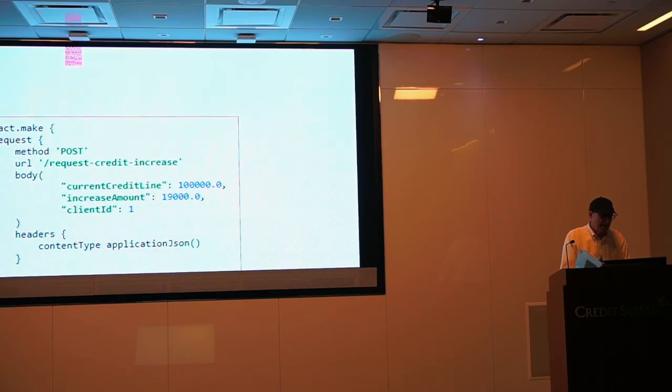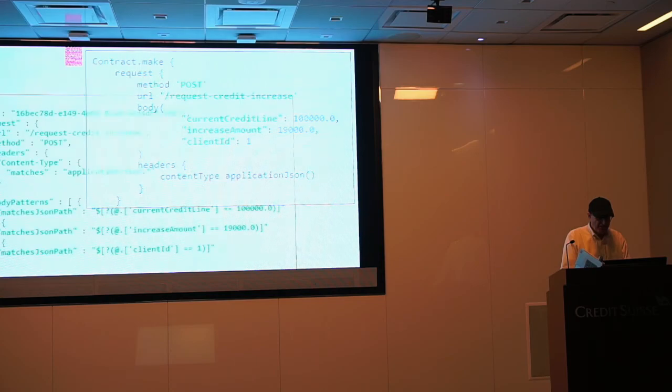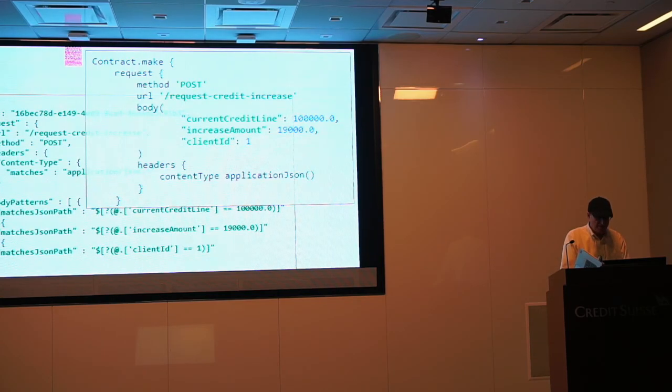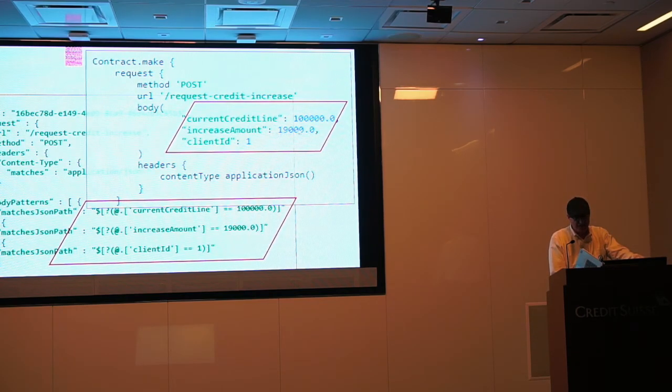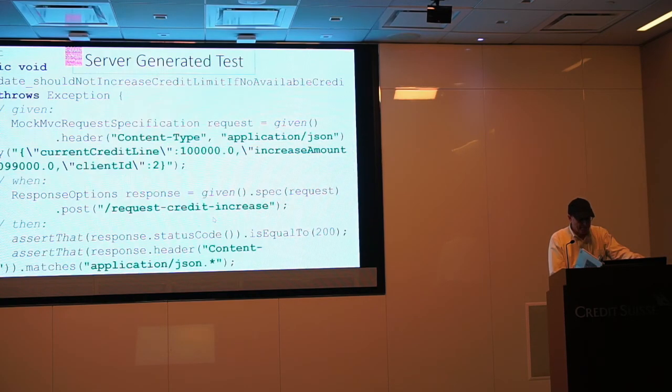But just quickly, this is the sample contract. Now let's look at the stub that it's generating and compare them. So you see that the stub has a POST method with request credit increase. The contract has that. It has these regex matchers. And then on the bottom, it does the same thing. It's matching the same URL. It's changing it into a stub. It's a POST stub. It's taking our headers. It's taking our body matchers, the regex, and it's returning the values that we set.